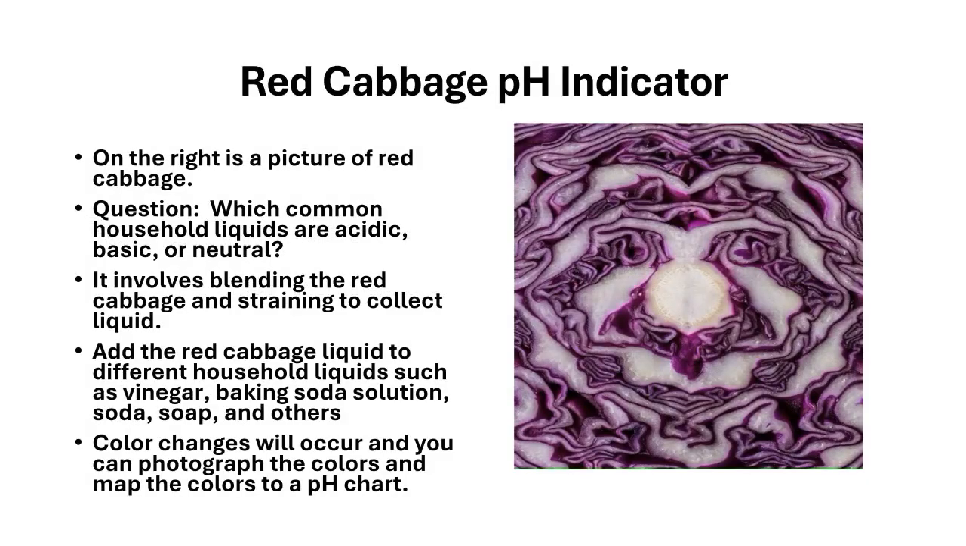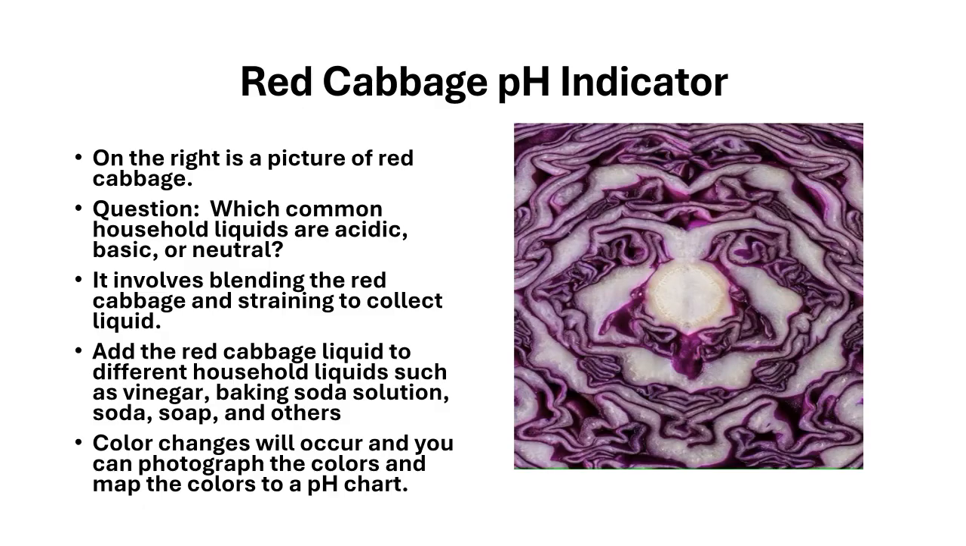On the right side is a picture of red cabbage that has been cut open. This project involves first blending the red cabbage and then obtaining the liquid extract. This liquid extract is then added to a variety of household liquids such as baking soda solution, vinegar, soap, soda, and other liquids or solutions. There will be color changes that will be observed.